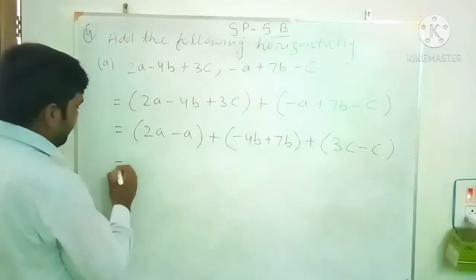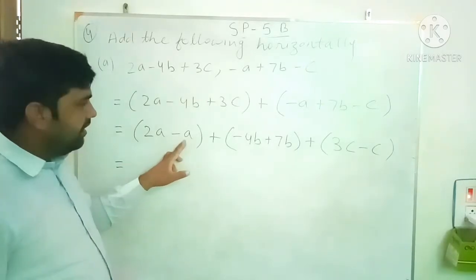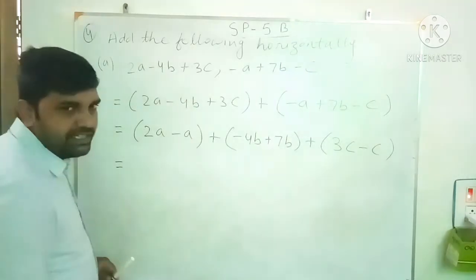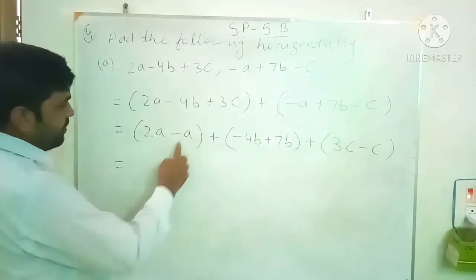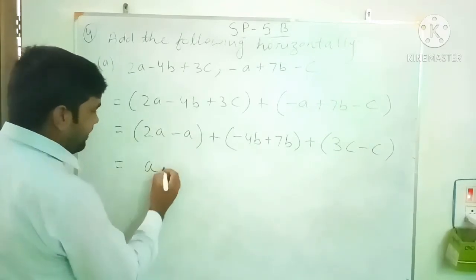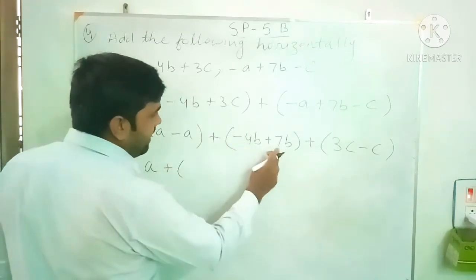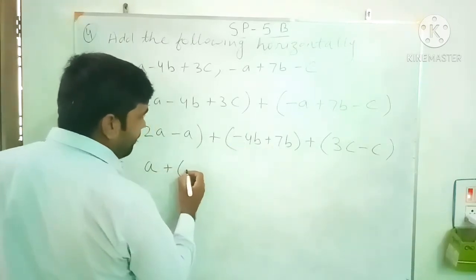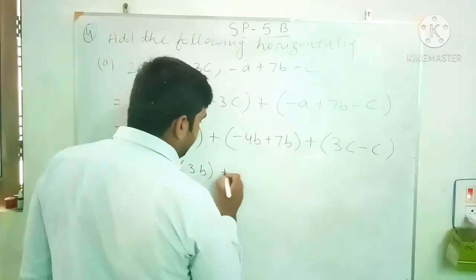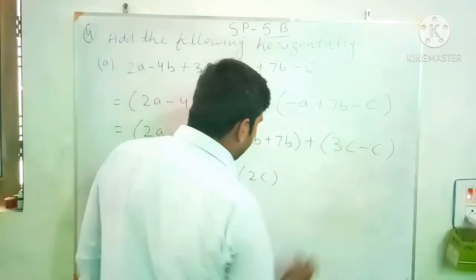Now see what you get. Here you add or subtract the numerical coefficients and write the answer. 2a minus a gives you a. The coefficient of a is 1, that is 2 minus 1 gives you 1a. Now in the bracket, minus 4 plus 7 gives you plus 3, so 3b. In the last bracket, 3c minus c, that is 2c, since 3 minus 1 gives you 2.